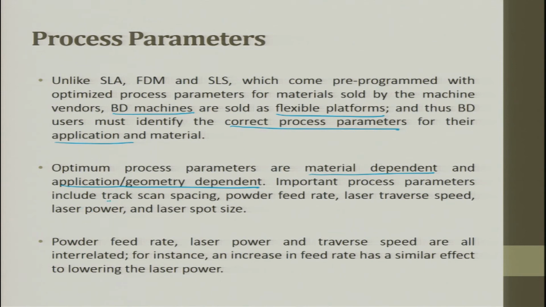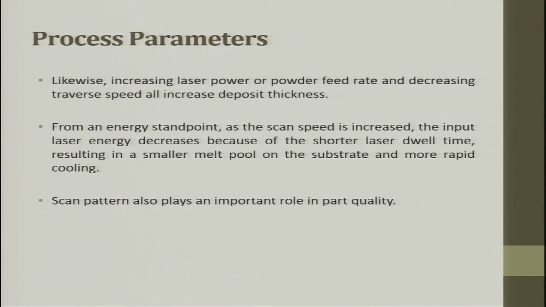Important process parameters are track scan spacing, powder feed rate, laser traverse speed, laser power and laser spot size. The powder feed rate, laser power and traverse speed are interrelated. For instance, an increase in the feed rate has a similar effect to lowering the laser power. So, these two are interrelated, so you should be careful. Likewise, increasing the laser power or powder feed rate and decreasing the traverse speed all increase deposition thickness. So, you have to make a trade off between these.